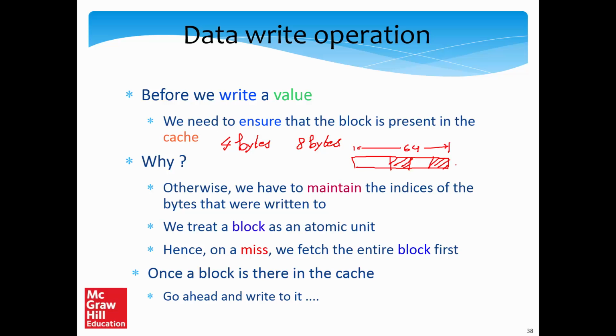So if that is done, we will need to maintain some amount of state somewhere to remember which part of the block was written when, and which parts are untouched and which parts are new. That's a lot of additional work. Also, it breaks our abstraction that a block is an atomic unit. We have always had this neat and convenient abstraction that a block is one indivisible unit. Hence, if we have a miss, we first fetch the entire block, the old contents of the block. After that, we write the new data.